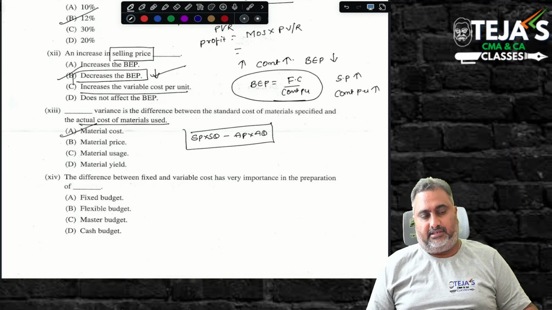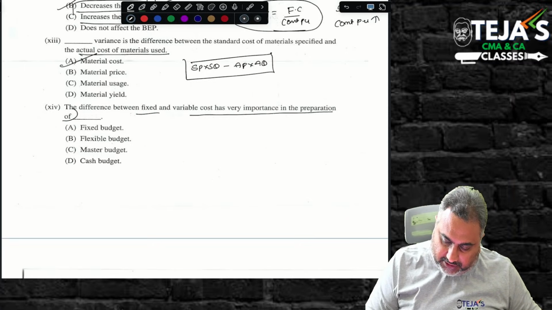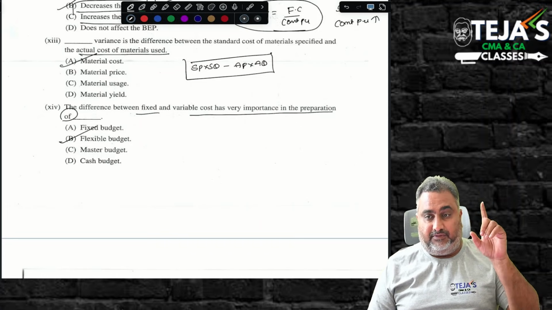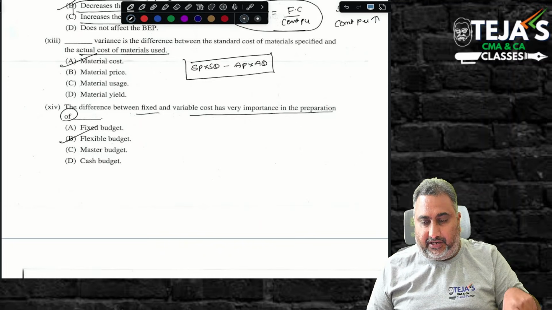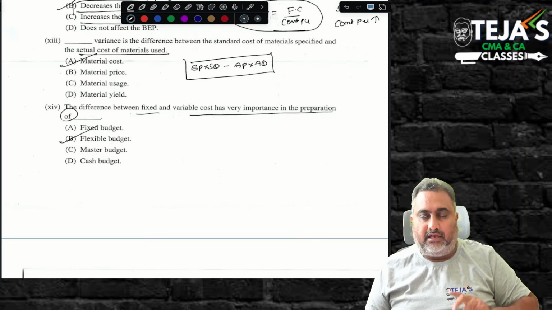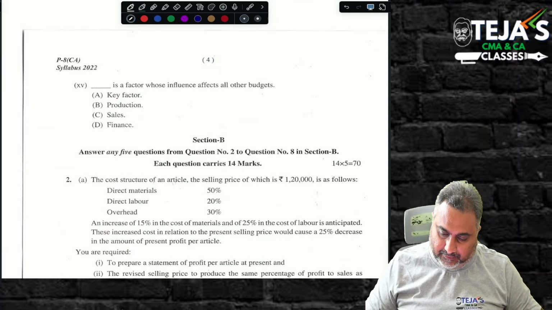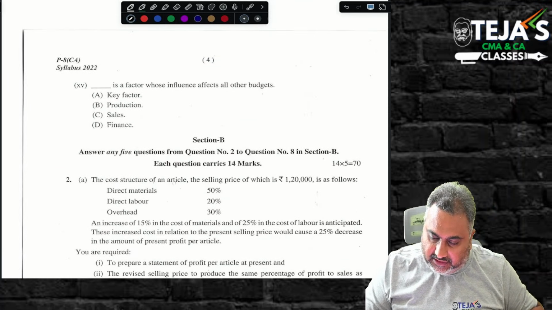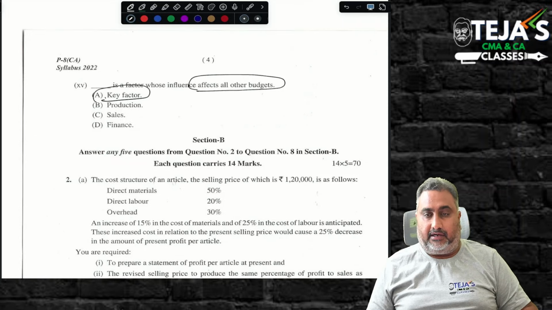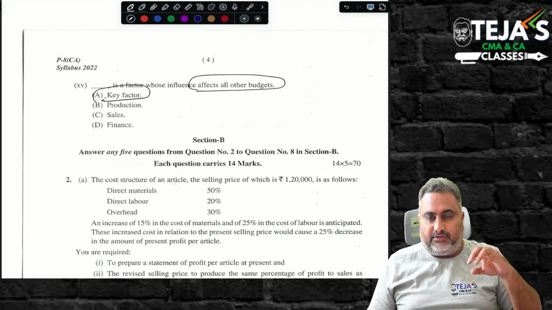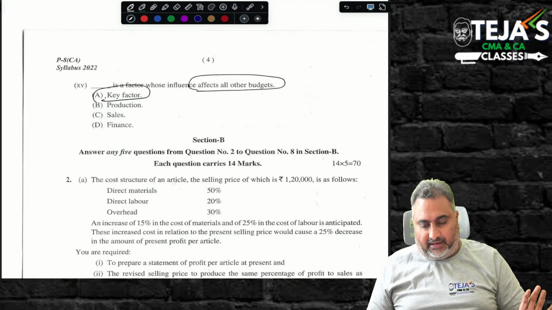Material cost variance itself. The difference between fixed and variable cost in preparation of flexible budget is very important. You need to classify your expenses as fixed, variable, semi-variable also actually, but that was not there. But based on the available information, we may go with flexible budget. Dash is a factor which affects all other budgets. That is the key factor. Which factor? Key factor, which is limiting your performance, which is affecting all your concerned things, that should be considered as a key factor itself.